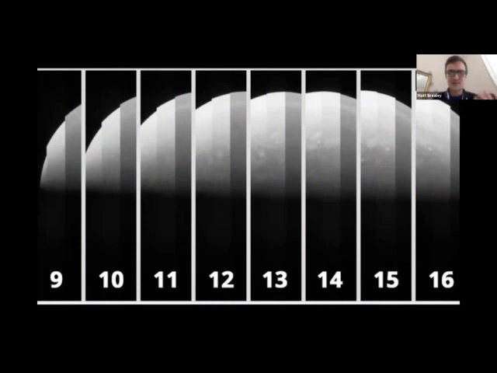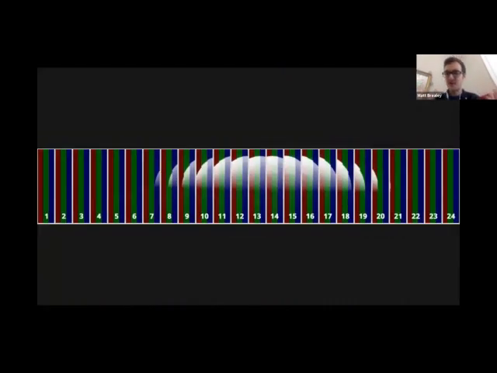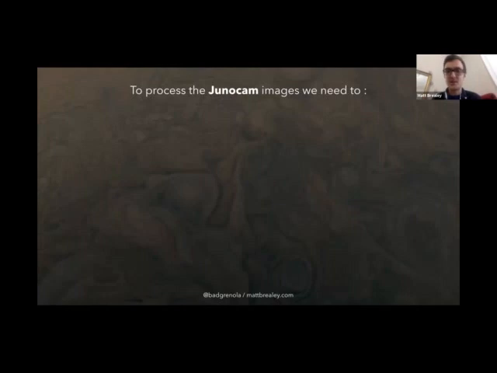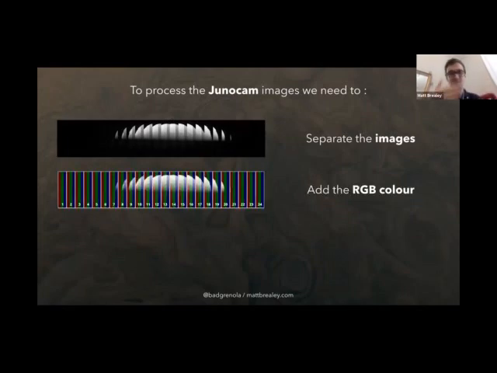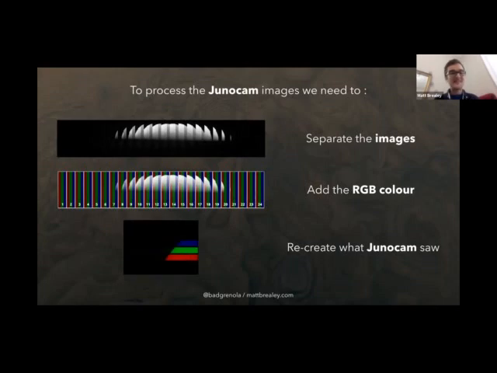So now at this point, I felt like I understood exactly what was going on here. In order to process it, I knew that I needed to separate that big long image into multiple different images, all of the images that were captured. I needed to add back in the red, green, and blue color so that we can eventually combine it together into a full color image. And then I needed to recreate exactly what Juno saw. I wanted to make an animation that, if you just had a regular camera on Juno whilst it was rotating past Jupiter, it would basically capture.